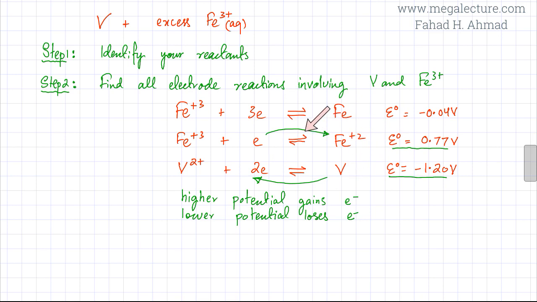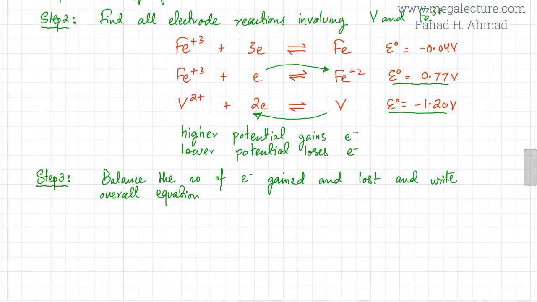The higher potential equation is the one that is gaining electrons and getting reduced, and the lower potential equation is the one that is losing electrons and getting oxidized. I'm going to select the two equations and make an overall equation. Moving to step 3: you need to balance the number of electrons that are gained and the number of electrons that are lost, and you have to write an overall equation.